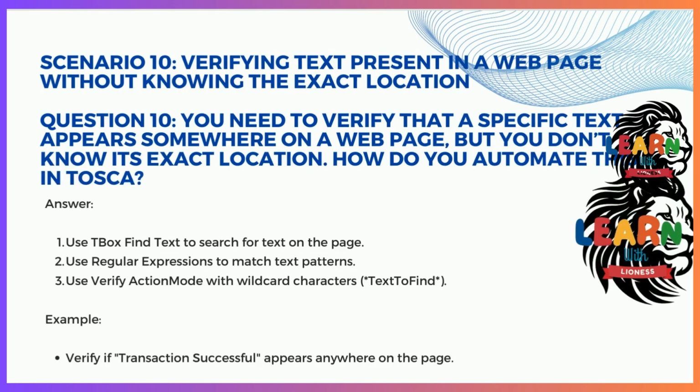Scenario 10. Verifying text present in a web page without knowing the exact location. Question 10. You need to verify that a specific text appears somewhere on a web page, but you don't know its exact location. How do you automate this in Tosca? Answer. 1. Use TBox Find Text to search for text on the page. 2. Use regular expressions to match text patterns. 3. Use Verify action mode with wildcard characters, asterisk text asterisk. Example. Verify if "Transaction successful" appears anywhere on the page.